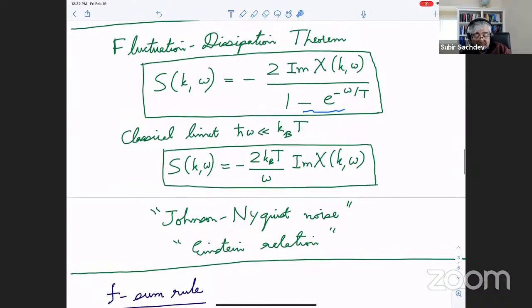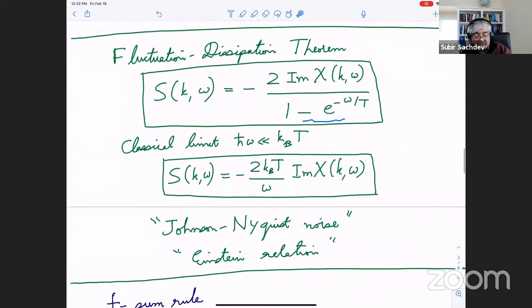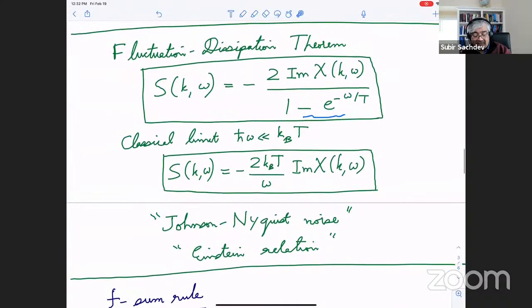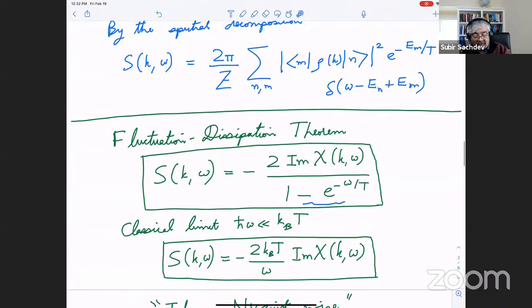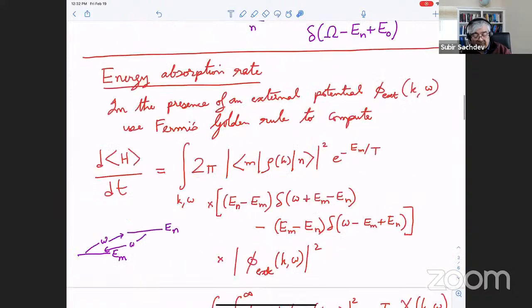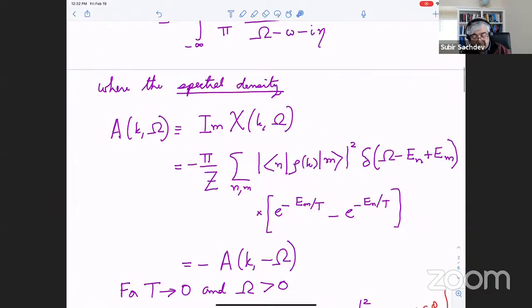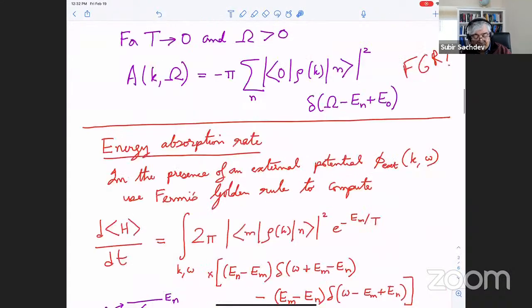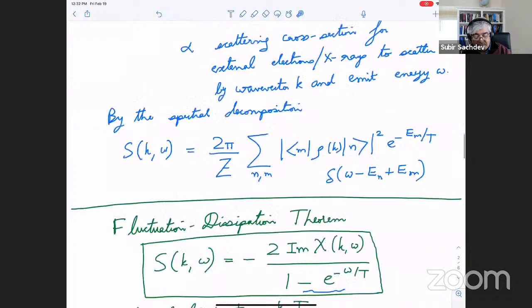All right, so that's a very important set of things that appear in all kinds of domains of physics and are very easily derived from the Kubo formula. Okay, so good and important bookkeeping. Any questions?